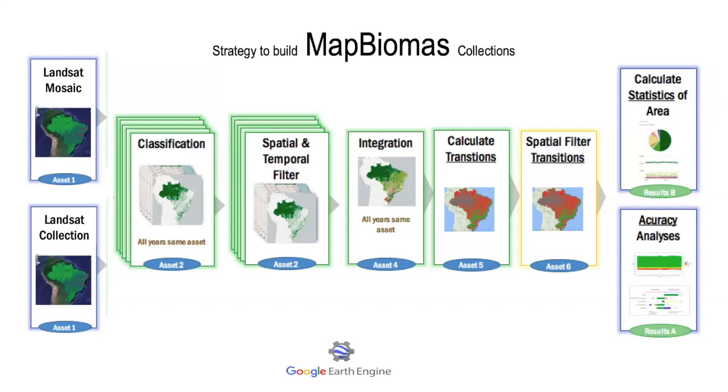So this is, in a very simple way, the general strategy of the project. Depending on the theme that we are mapping, we use mosaics of Landsat, annual mosaics, or we use the entire collection of images and process all of them. So for example, if you're talking about mangroves, we use the entire collection because the water varies a lot, so you need more observations in the years.